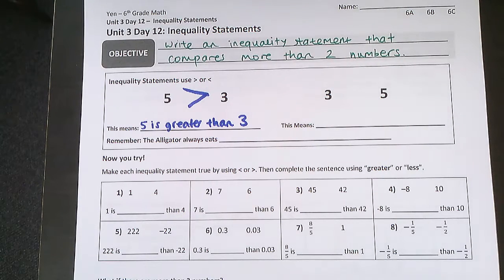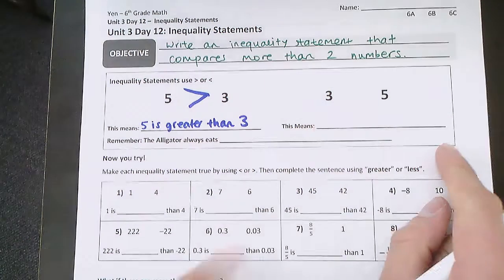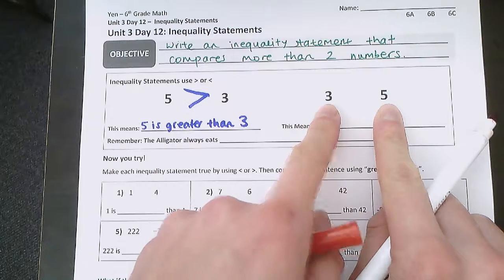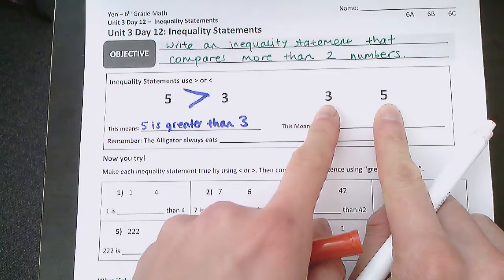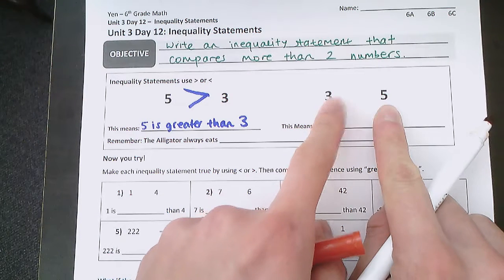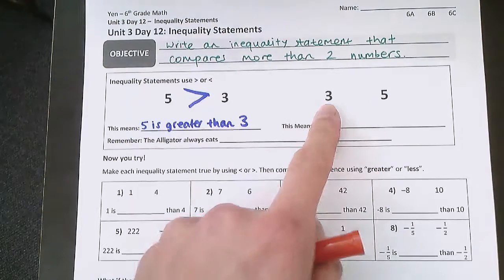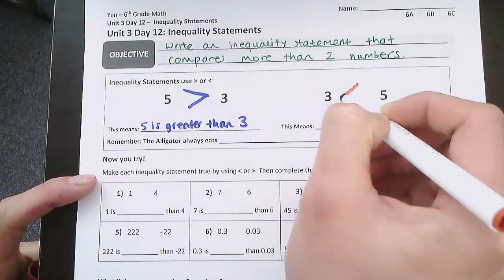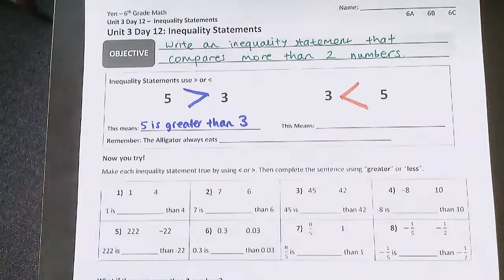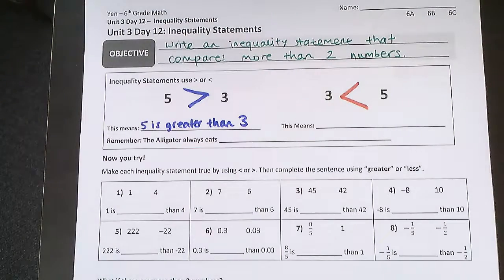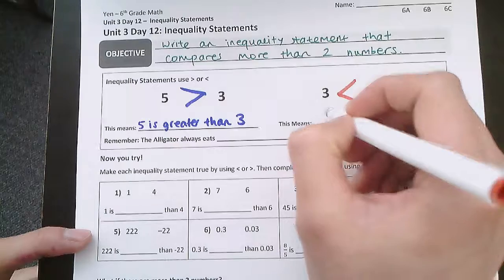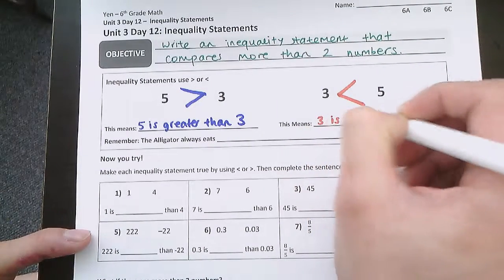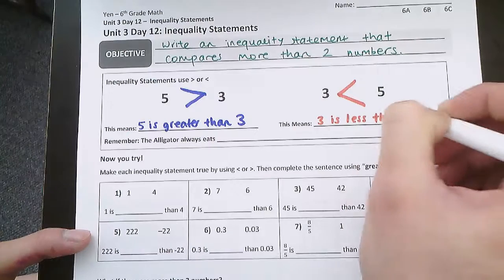And on this side, between 3 and 5, we're going to use the less than symbol. So which number is smaller between 3 and 5? Well, 3 is smaller, so we would say 3 is less than, and this is the less than symbol, 5. And this symbol means that 3 is less than 5.